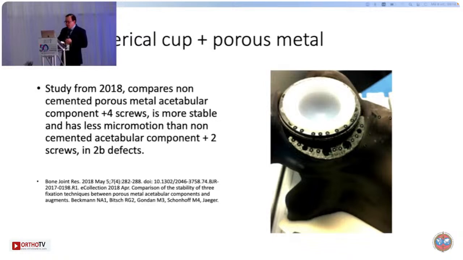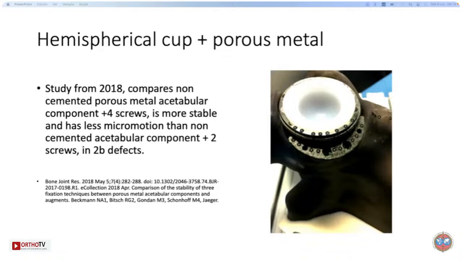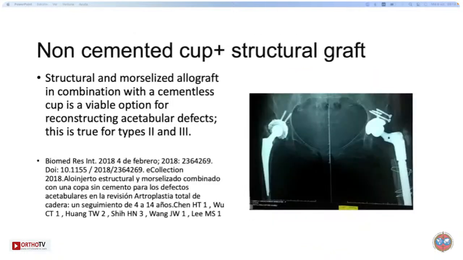Now I would like to discuss the hemispherical cup plus porous metal. A 2018 study compares non-cemented porous metal acetabular components and shows that a component plus 4 screws is more stable and has less micromotion than a non-cemented acetabular component plus 2 screws in 2B defects.